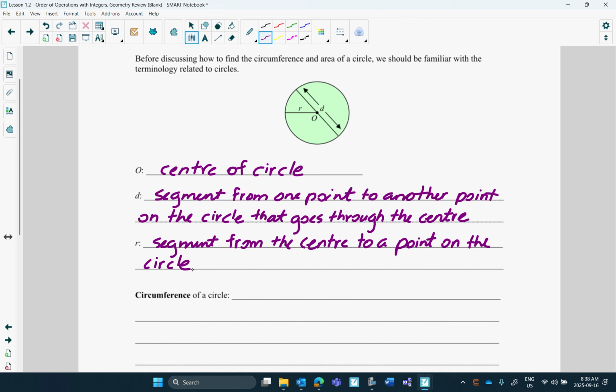What's the relationship between the radius and the diameter? Robbie? The radius is half the diameter, so we can say 1/2 times diameter. And the diameter is 2 times the radius, or 2r.